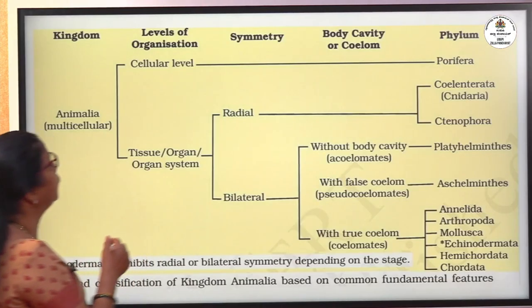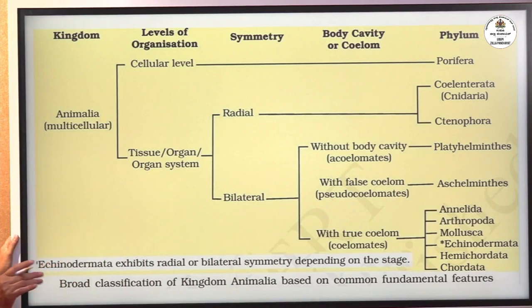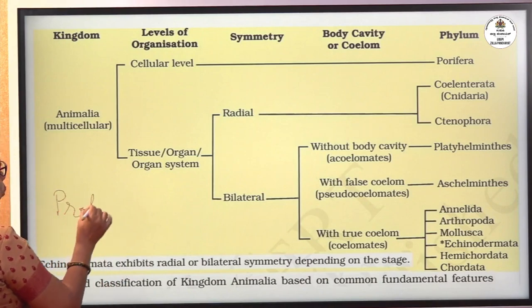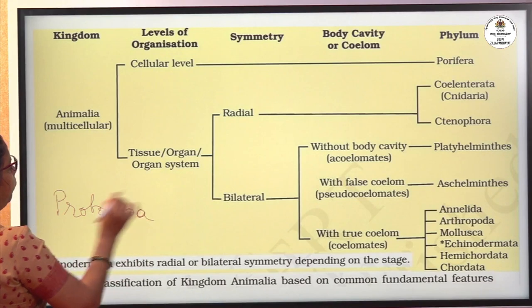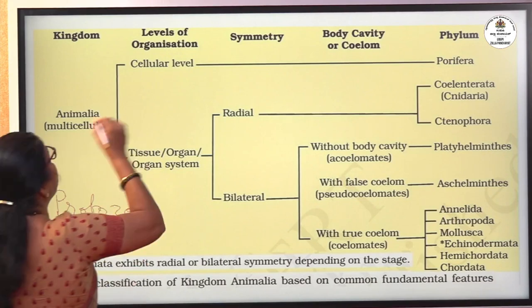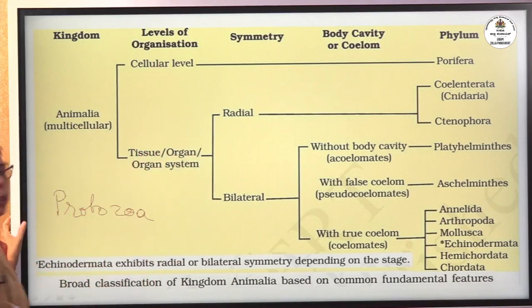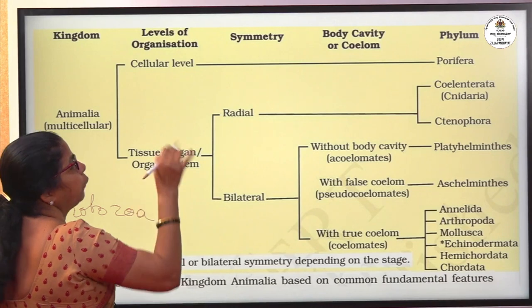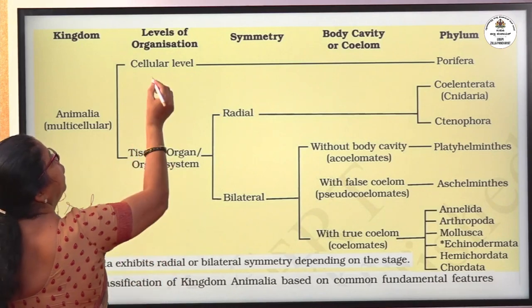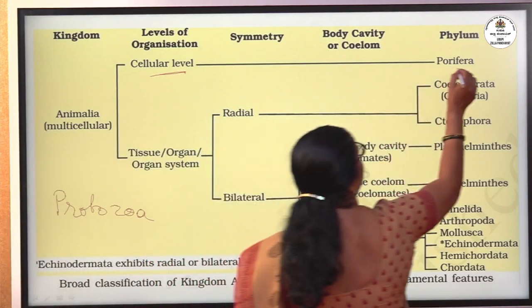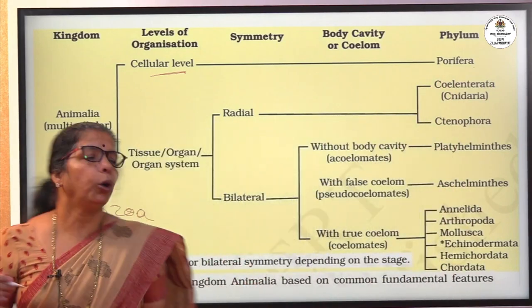Okay, so next is kingdom Animalia. Kingdom Animalia is divided into two major groups. One is the unicellular organisms, which were kept under kingdom Protista as protozoa, primitive animals, and all other multicellular animals are kept under kingdom Animalia. They are grouped into different phyla based on different criteria. One is cellular organization. Based on that, there is phylum Porifera, the pore-bearing animals.